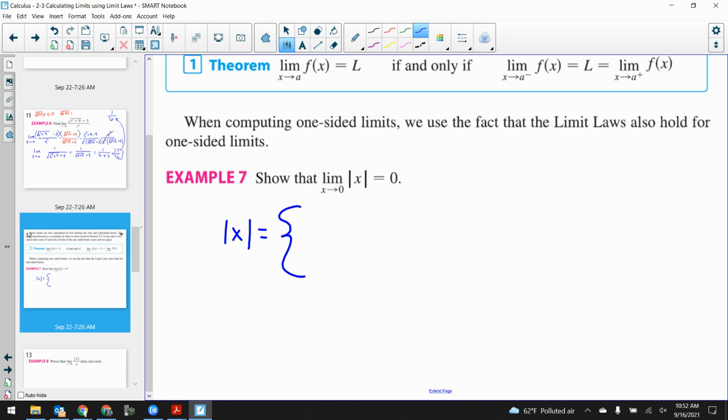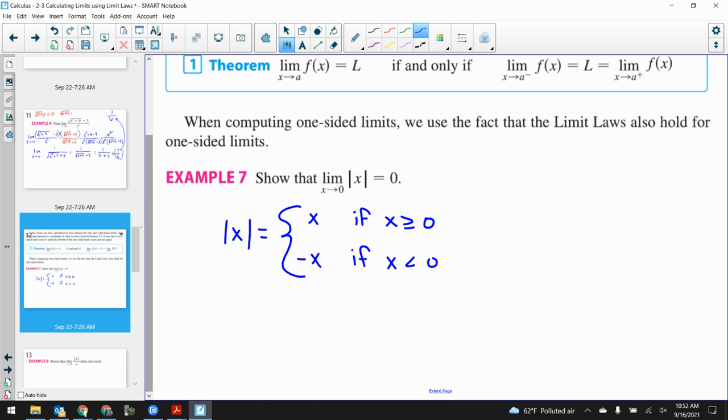The absolute value of x is just equal to itself if x is positive or equal to 0. And the opposite of itself if x is negative. I don't even really need to have the equal to 0. The equal to 0 does not matter because I am calculating the limit. So it doesn't matter where I put the equal to.